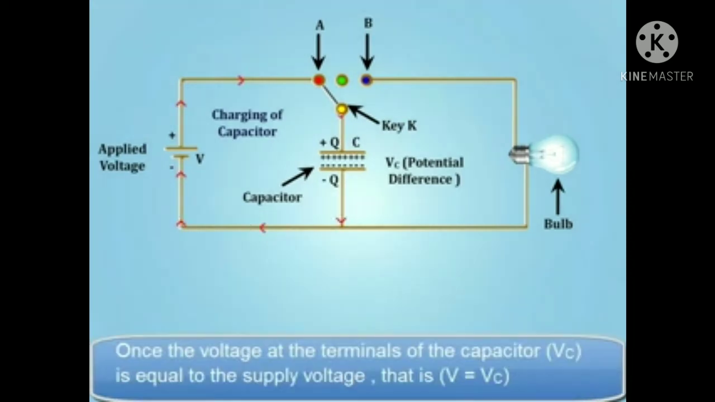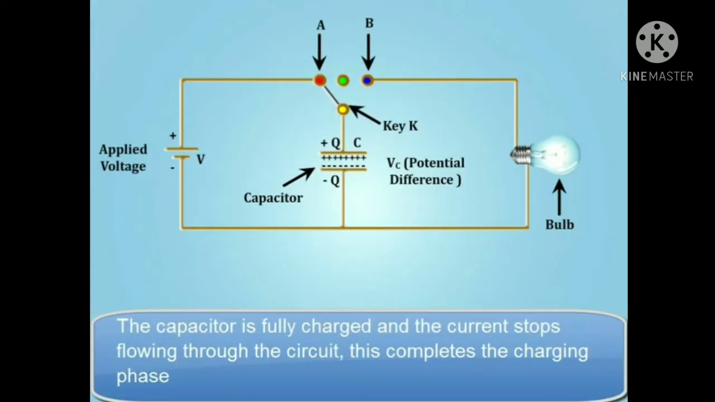Once the voltage at the terminal of the capacitor, Vc, is equal to the supply voltage, that is V equals Vc, the capacitor is fully charged and the current stops flowing through the circuit. This completes the charging phase.